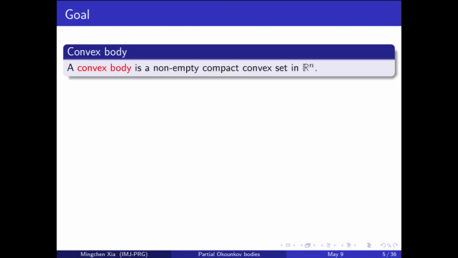In the first part, I'll talk about some background. First of all, let's make sure that we agree on the definition of convex bodies, because in the literature, there are several different ways to define them. And in this talk, a convex body always means a non-empty compact convex subset in R^n.